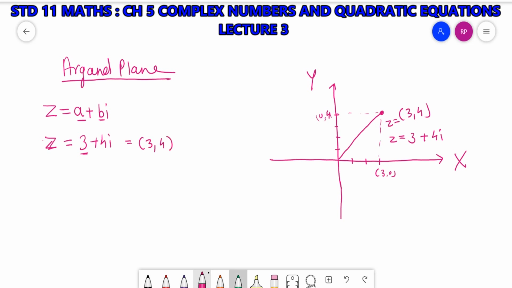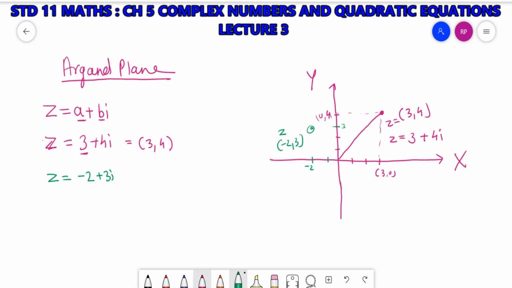Okay, now let's take one more example, minus 2 plus 3i. Then minus 2 will be on this side, 3 is on this side. This is the complex number minus 2 and 3. Clear? By this way, we can represent the complex number in Argand plane.